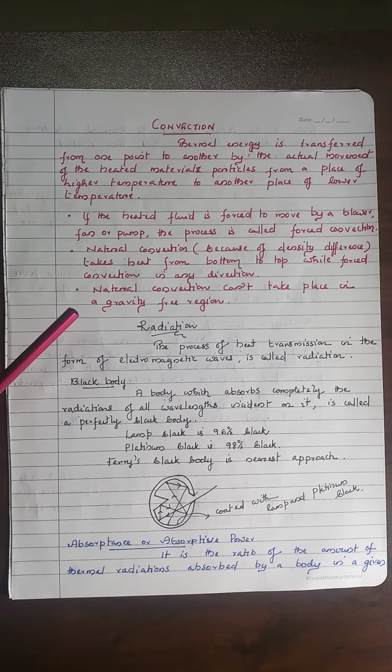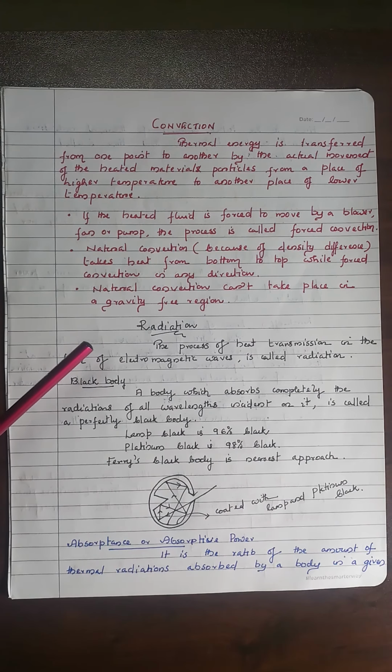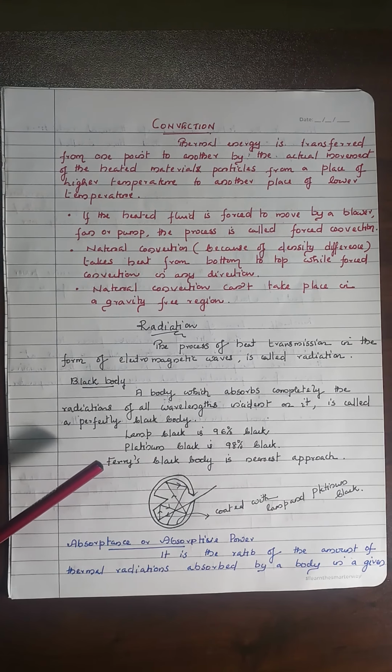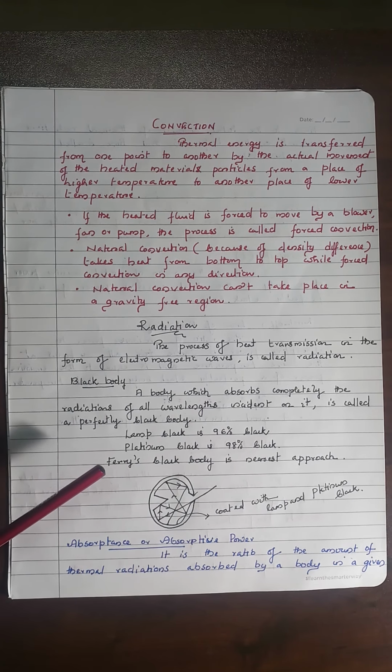The radiation. The process of heat transmission in the form of electromagnetic waves is called radiation. What do you mean by black body? A body which absorbs completely all the radiations falling on it. In the normal cases, the lamp black is 96% black. The platinum black is 98% black. And we can say the furnace black body is the nearest approach.